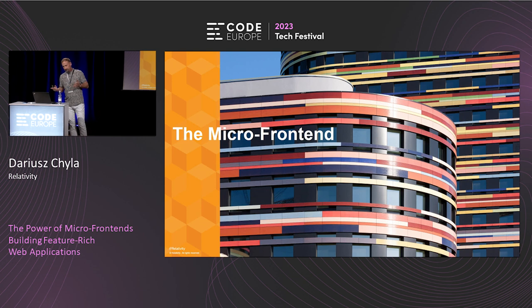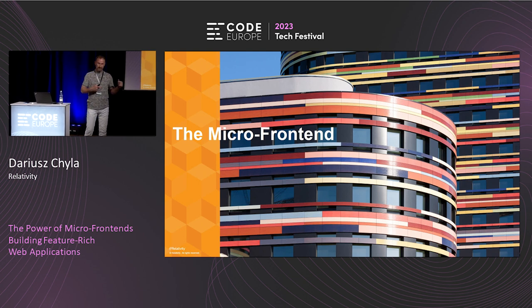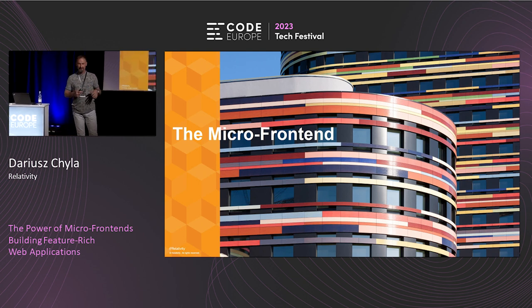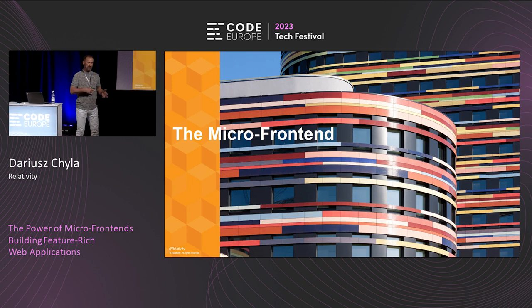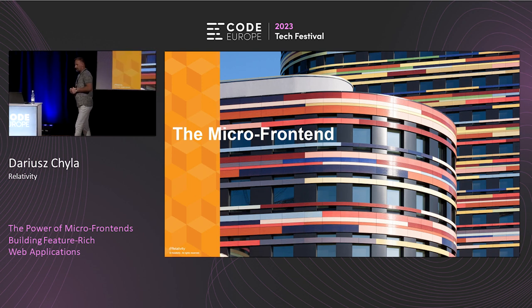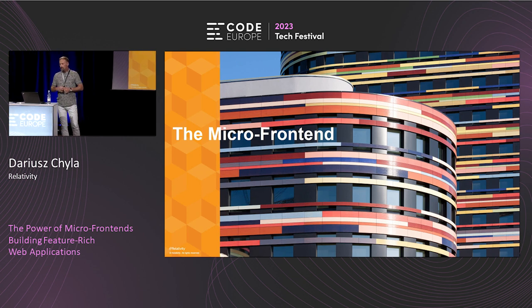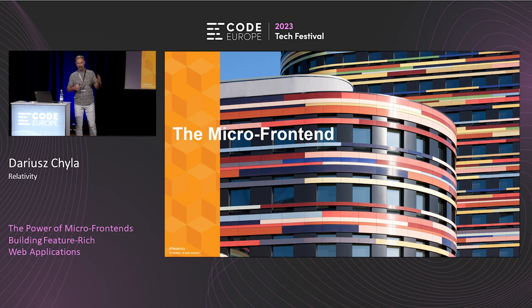In today's world, even though we have resolved many problems of backend development with the microservices approach, many of the applications are still monolithic. They are still tied to a single JavaScript framework. In many organizations, they are still developed by single large teams. And we need to do something about it to unlock innovation and speed of delivery for front-end development work.